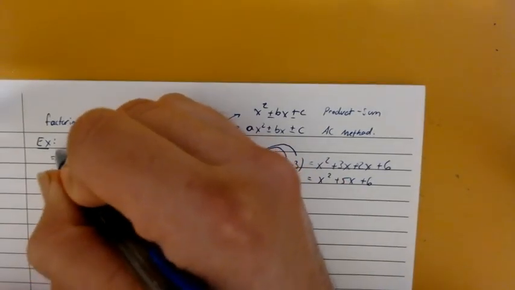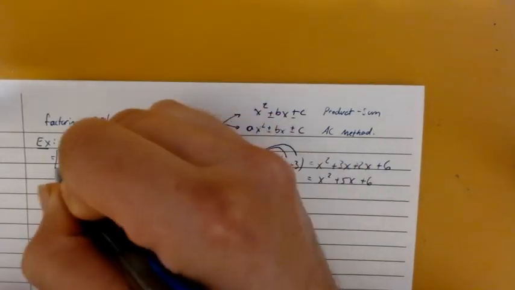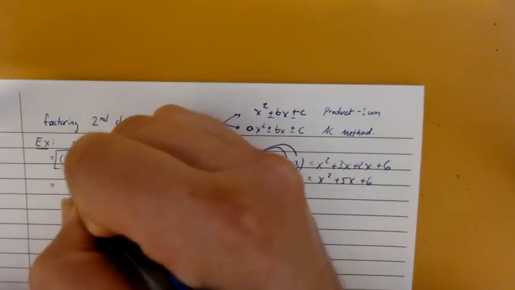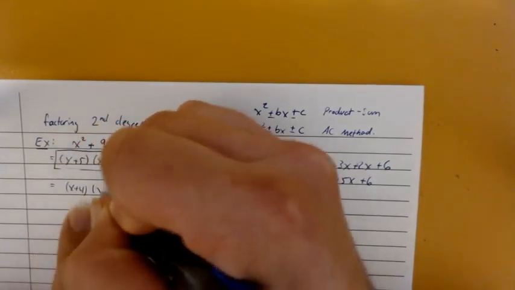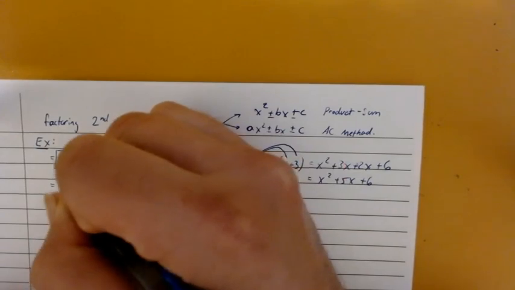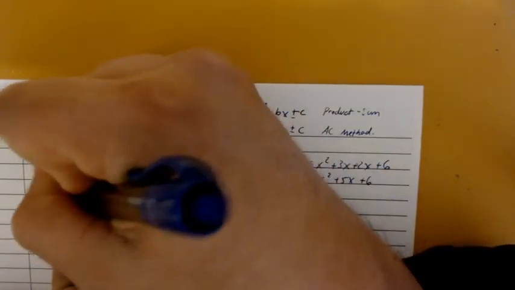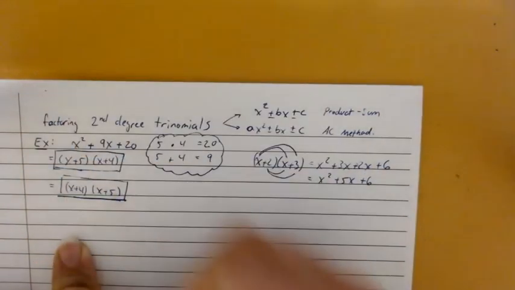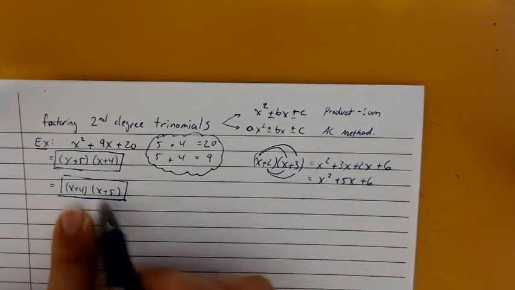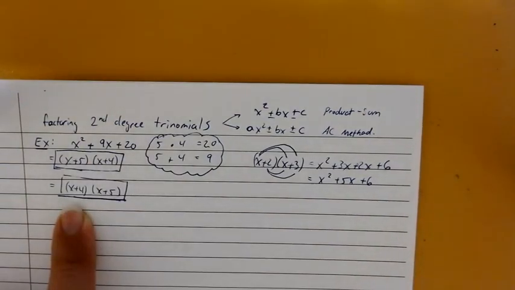So here, this one's a perfectly good answer. And if you switch them and you end up with x plus 4 times x plus 5 instead, if they're the other way around, that's fine too. These are exactly the same. Because, of course, when you multiply, the order of multiplication doesn't matter. 2 times 3 is the same as 3 times 2. And this times that is the same as that times this. So the order doesn't matter.